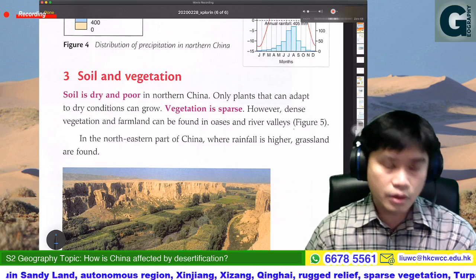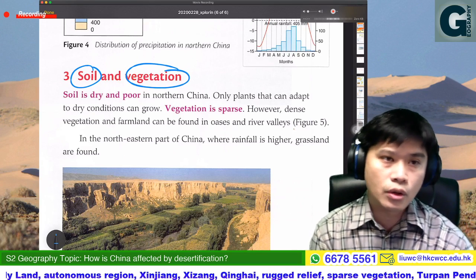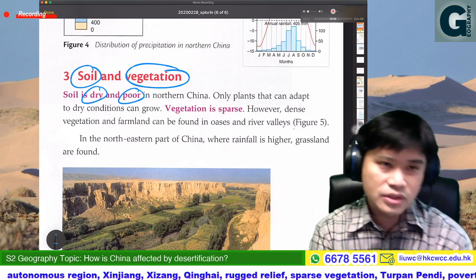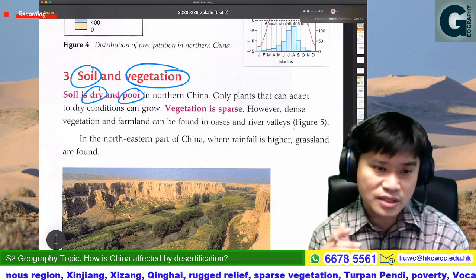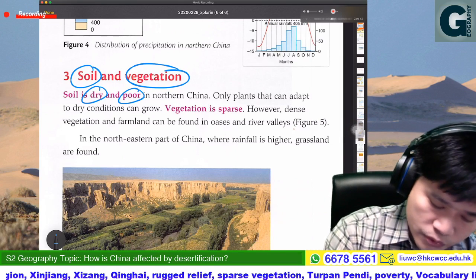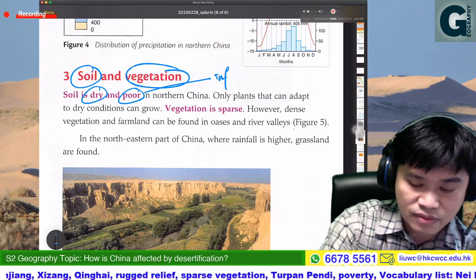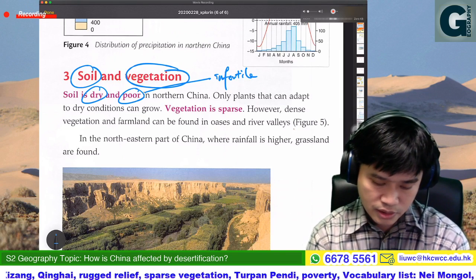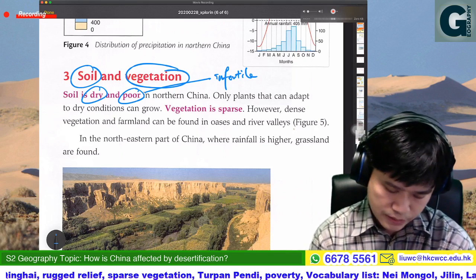after rainfall, we may talk about the soil and vegetation. So what would be the soil and vegetation there? The soil there is dry and poor. So that's why we may say in northern China the productivity is relatively low, as the soil is poor and dry. I hope you still remember that when we mention poor soil, we always use the term infertile. Infertile soil there. So therefore, not many plants can be grown in this place.